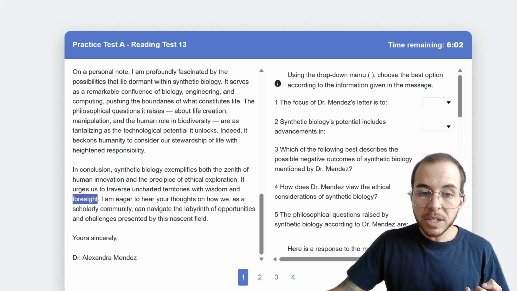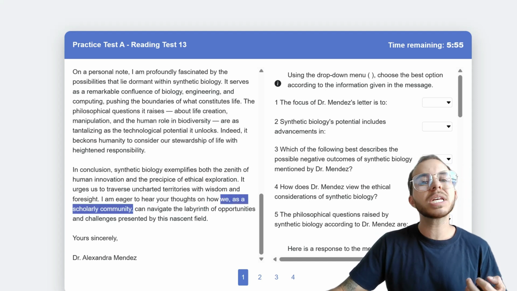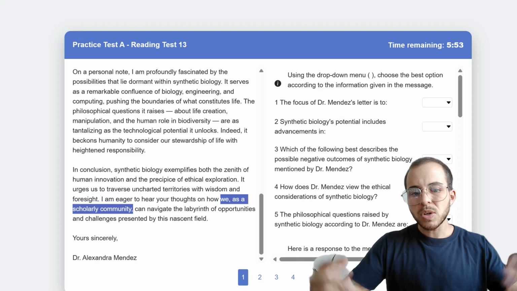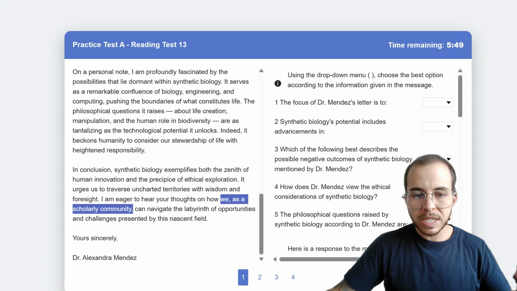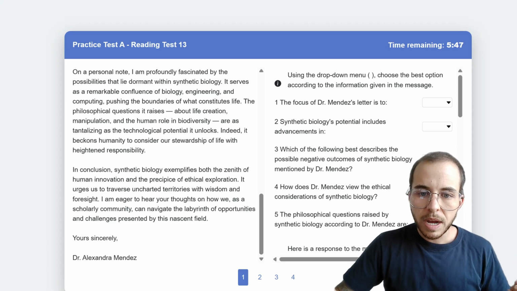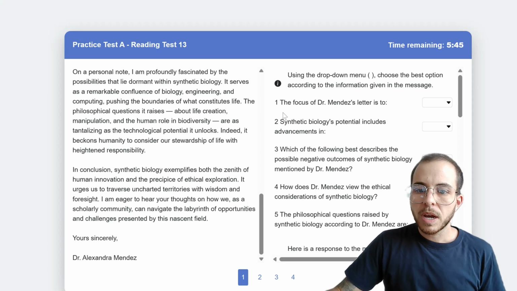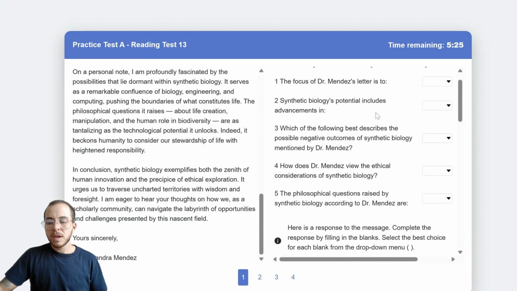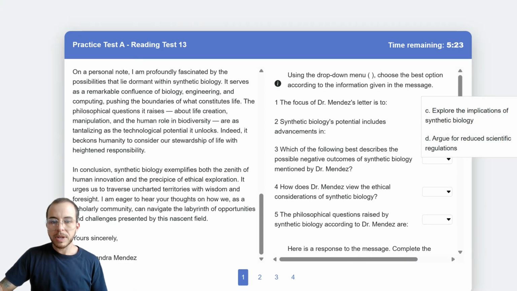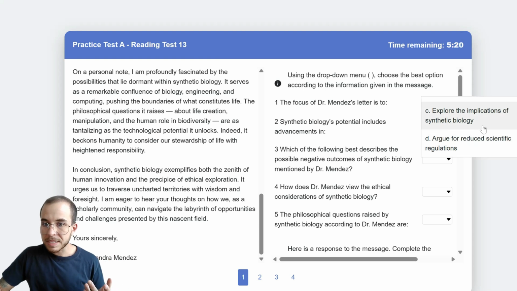"I'm eager to hear your thoughts on how we, as a scholarly community." So we, scholarly community, there's usually a question about the relationship. So I reckon that they are colleagues, university colleagues. They work together in research, labor opportunities. Good. The focus of Dr. Mendez's letter is to. What is the actual focus of her letter? It was largely about scientists. Okay, explore the implications of synthetic biology, argue for.